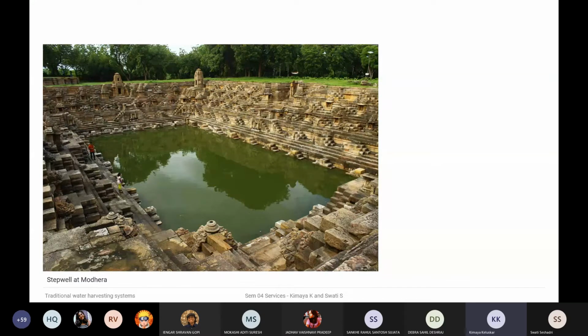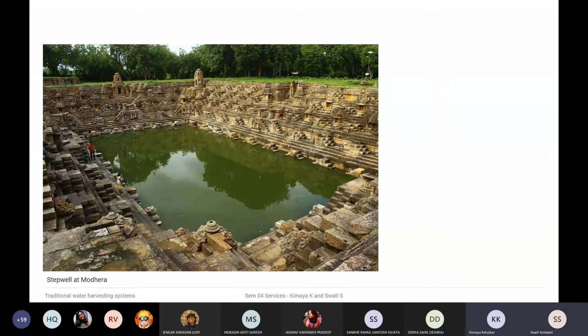The state of these tanks or stepwells in some of the cities or urban areas is so bad that it has started affecting groundwater contamination as well. That's why people have started taking interest in reviving them and looking at the traditional water systems, and the kind of learnings that you can have from them.